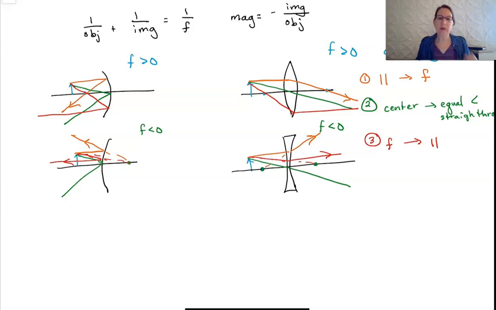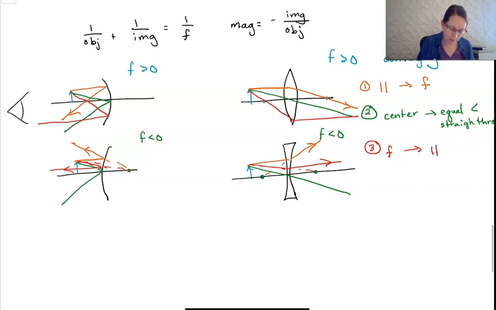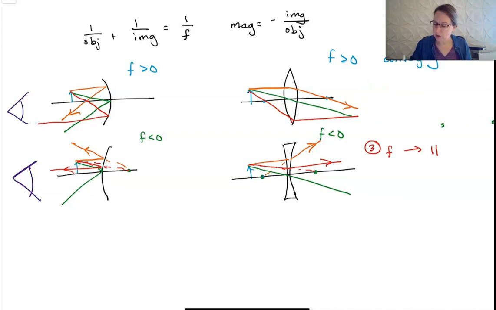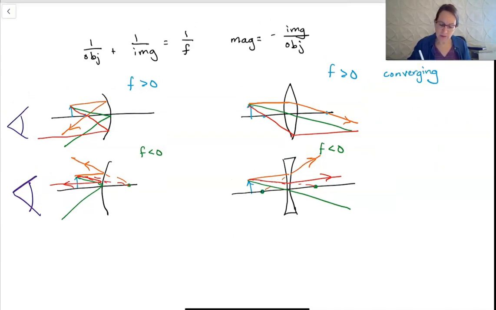To find out where the image is located, we think about the eye. In the case of a mirror, the eye is going to be obviously on this side. There's our big eye. And in the case of the lenses, the eye is going to be on the right-hand side. So we have the eye sitting out over here, sitting out over here.